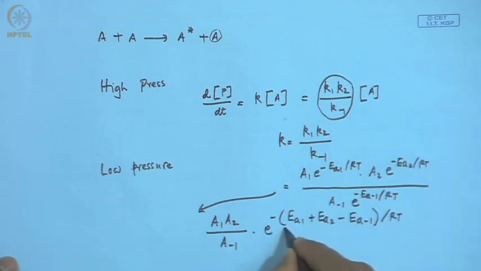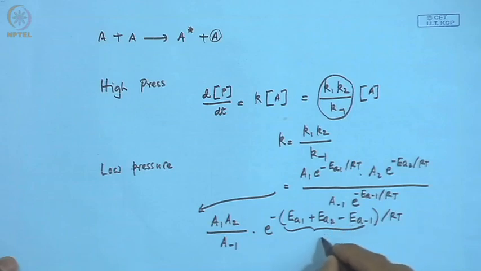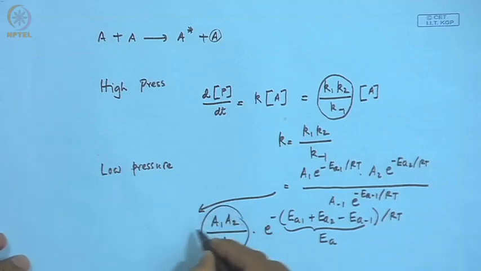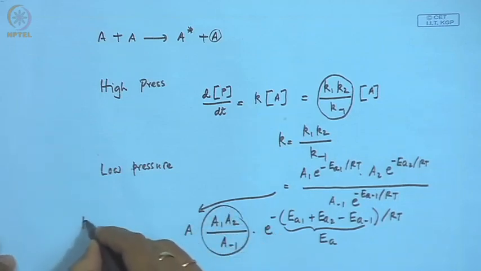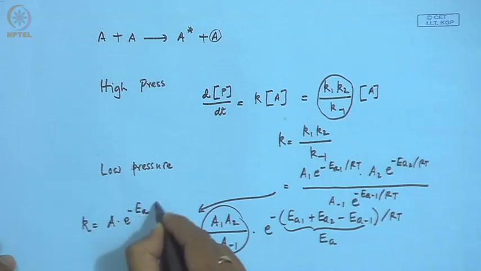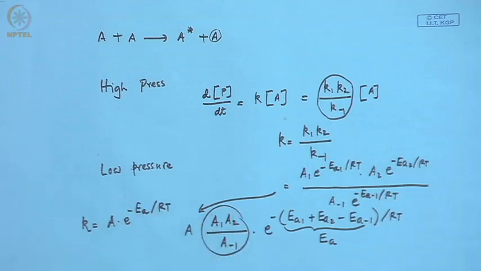So, if you write this as overall EA, then your expression reduces to, and also if you write this as overall A, then your K is equal to A into e to the power minus EA by RT. So, you can directly plug in these Arrhenius numbers into the overall rate expression.